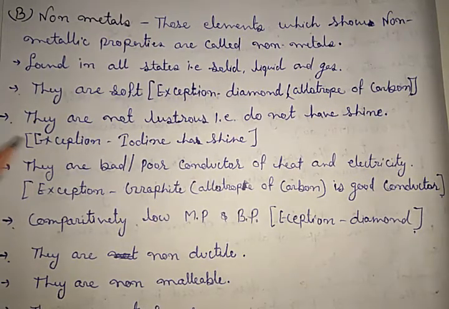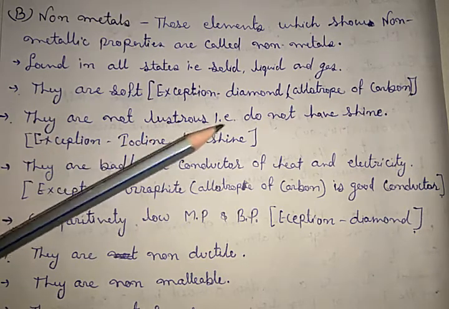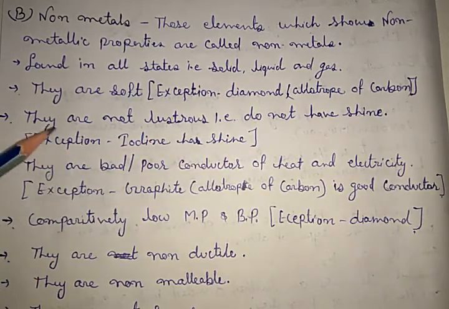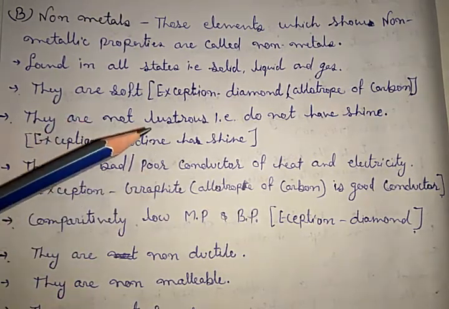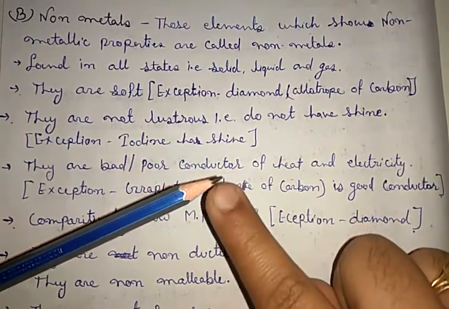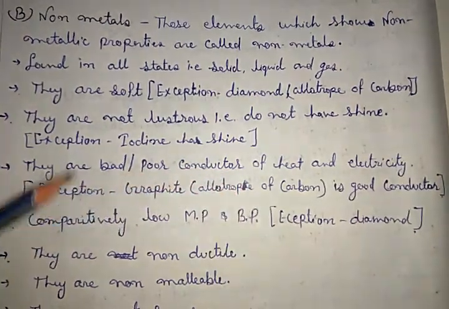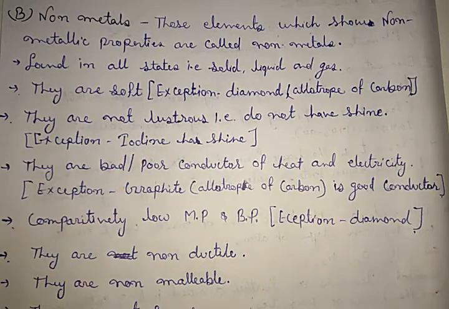Next property is they are not lustrous. That means they do not have shine. Non-metals do not have any kind of shine. For example, this paper which is made up of carbon does not have any kind of shine. But there are exceptions also, that is iodine and graphite. They have shine. This pencil has graphite, the black colored substance. It has shine. And similarly, iodine has a characteristic shine.